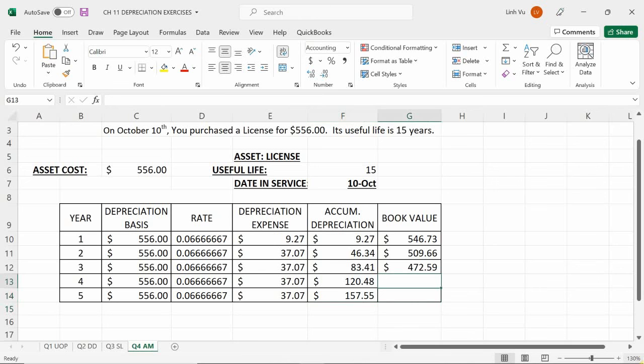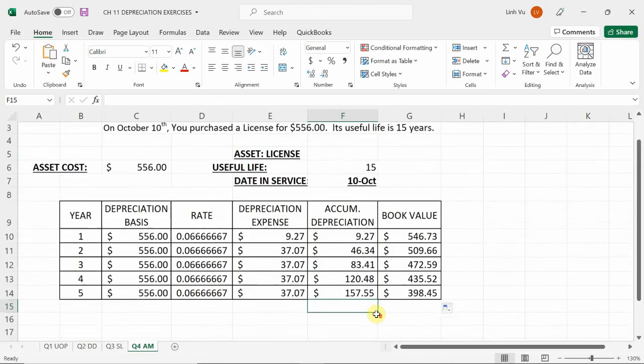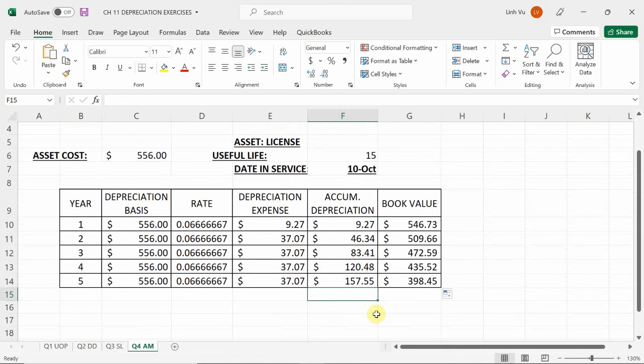So in this case, book value for year 4 becomes 435.52 minus another 37.07, which is 398.45. Okay. So that's the end of the chapter 11 review exercises. Any questions? Okay. So, quick note before that.